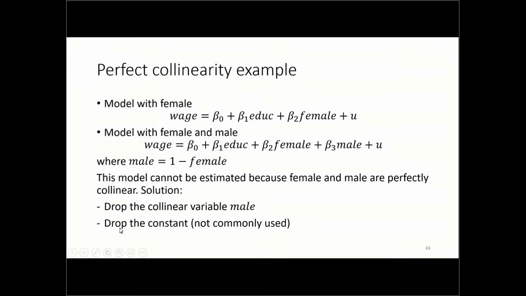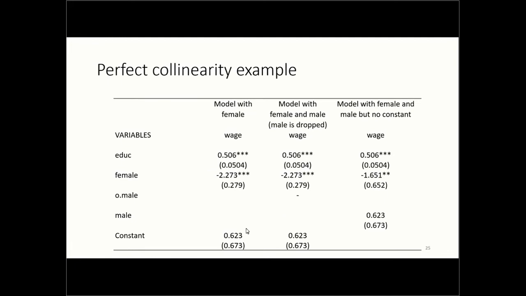Or on the other hand, if you want to keep both male and female in the regression model, then you can drop the constant. But this is not commonly used. So here's the perfect collinearity example. Here we have a model with female, the regular model, where wage is the dependent variable, and education and female are the independent variables.